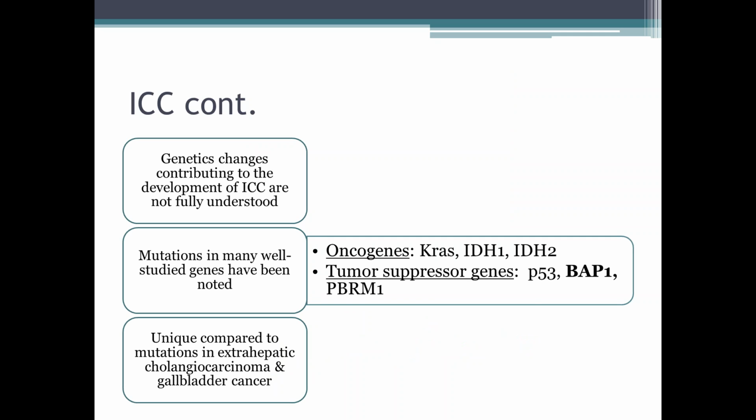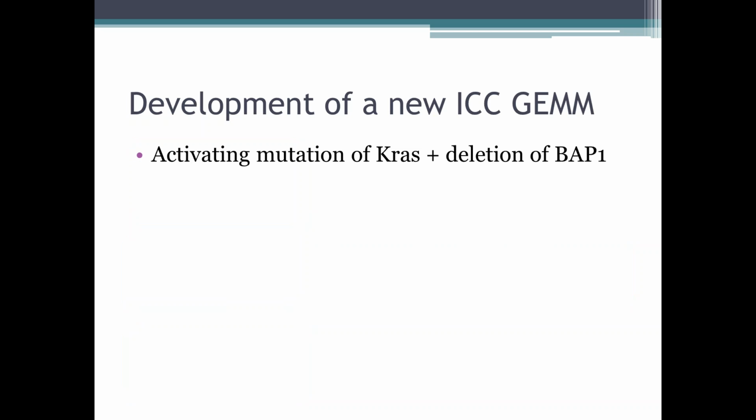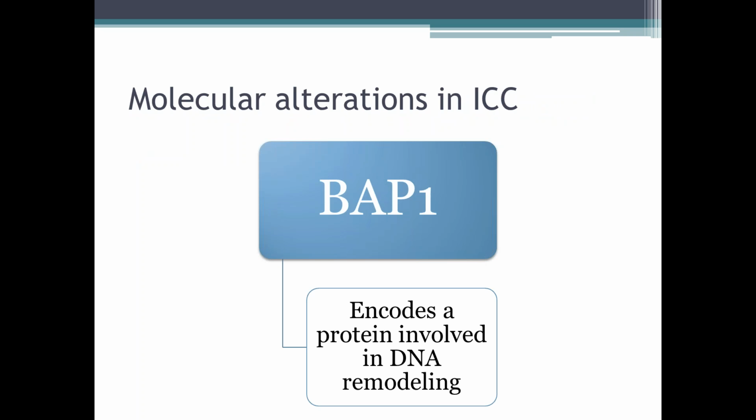So let's talk about BAP1 then. Currently, there is not a mouse model that incorporates a BAP1 mutation, even though studies have shown that BAP1 is often mutated in intrahepatic cholangiocarcinoma. So the goal of myself and the individuals that I'm working with has been to develop a new IHCCA GEM that includes, again, that activating mutation of KRAS, as seen in all the other mouse models we talked about, and then a deletion of BAP1, which is a tumor suppressor gene. And just a reminder that BAP1 encodes that deubiquitinase, which is involved in DNA remodeling, and then lots of downstream pathways within the cell.